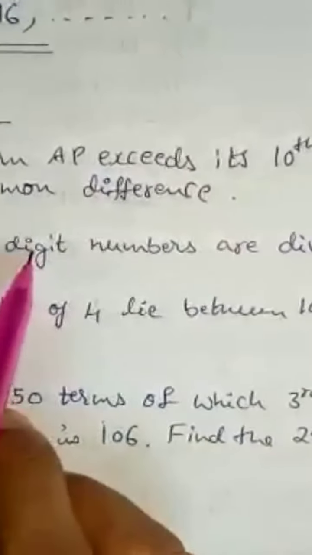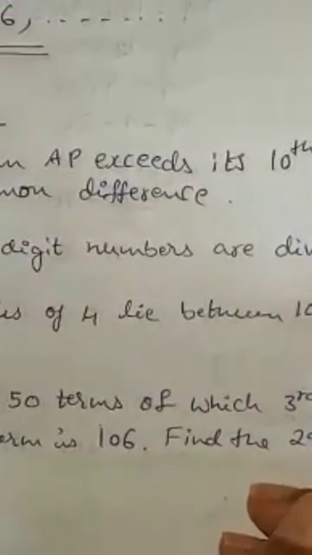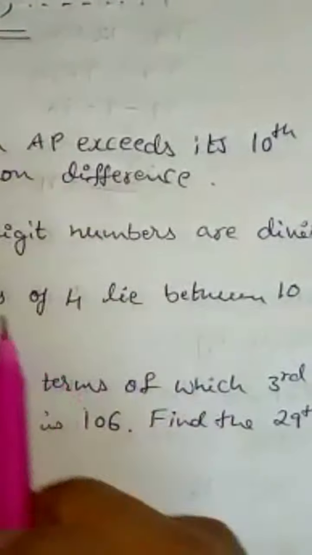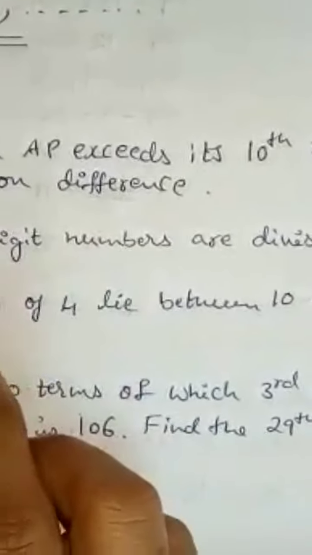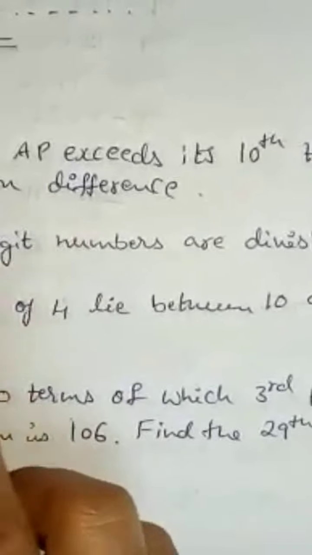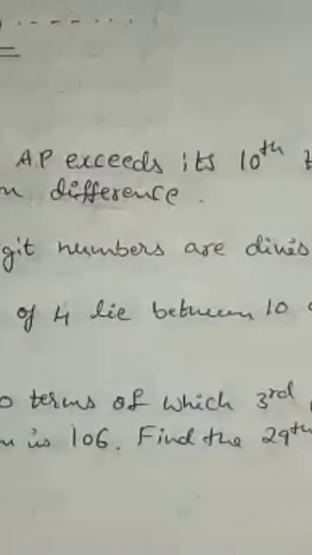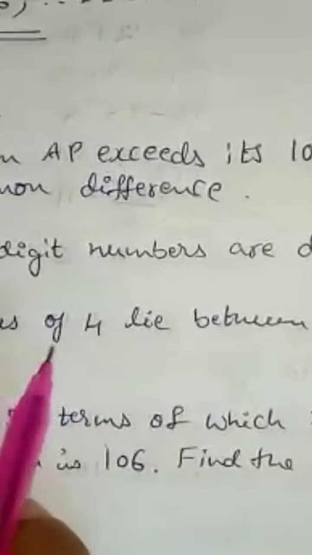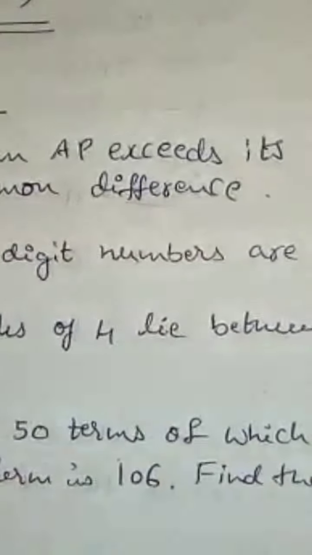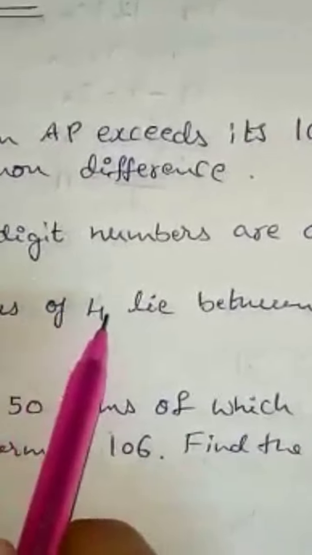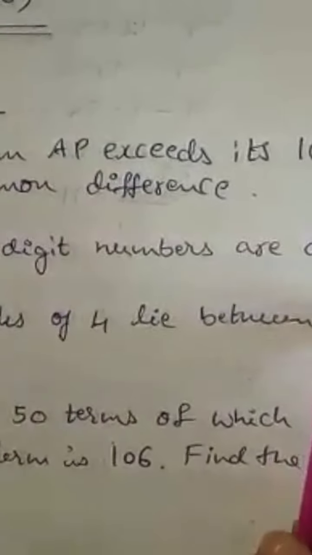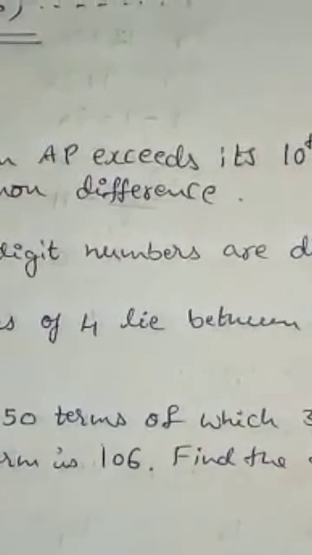Next, how many 3-digit numbers are divisible by 7? As I have done one before, same like that you have to solve this also. I have done 2-digit numbers, this is 3-digit numbers. Next, how many multiples of 4 lie between 10 and 250? Like this only you have to do this. Write the multiples of 4, and the numbers should be between 10 and 250.